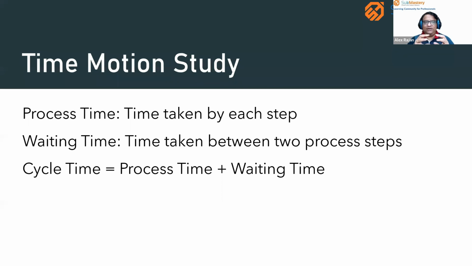So when I look into each process, it will have multiple steps. We try to see what is the time taken for each step. We call that the process time. The waiting time is the time taken between two process steps. And the total process time and total waiting time give us the cycle time of the process. So it is called a time motion study.